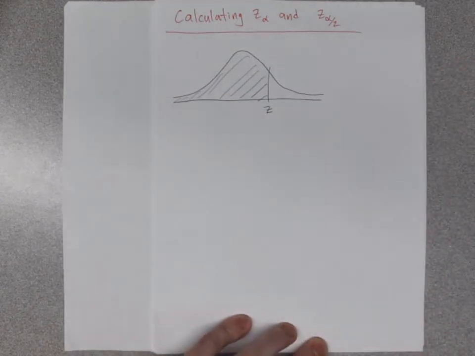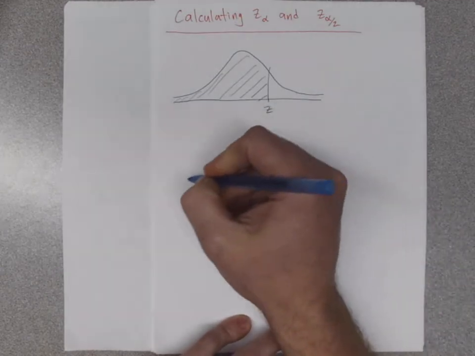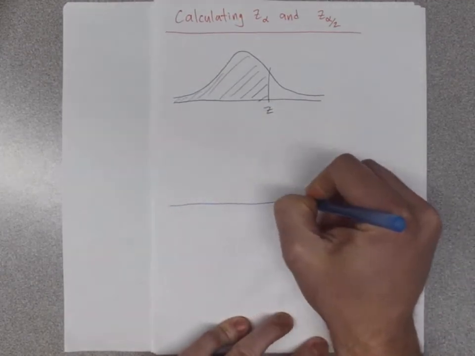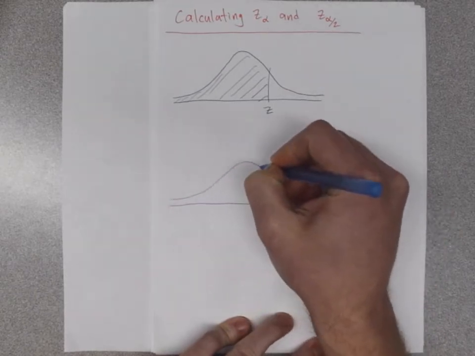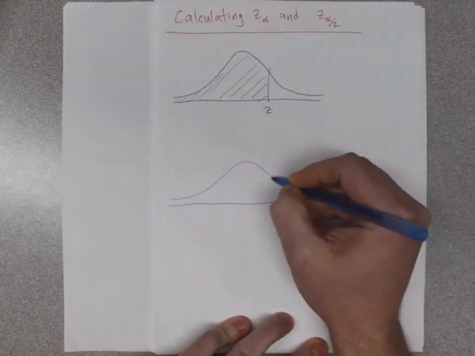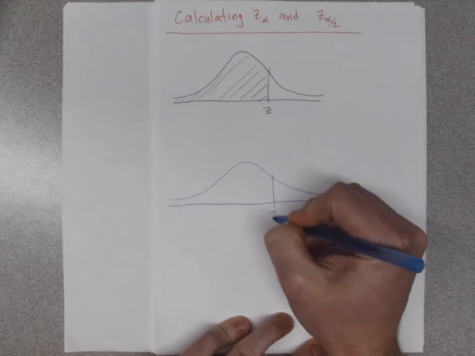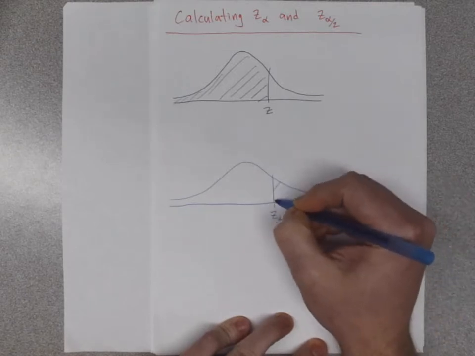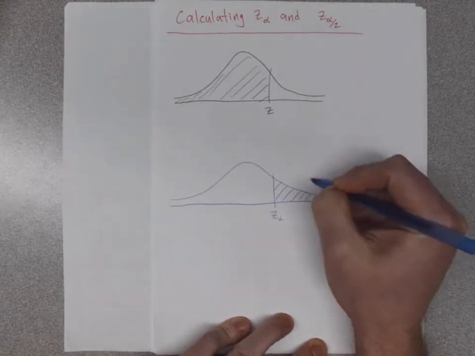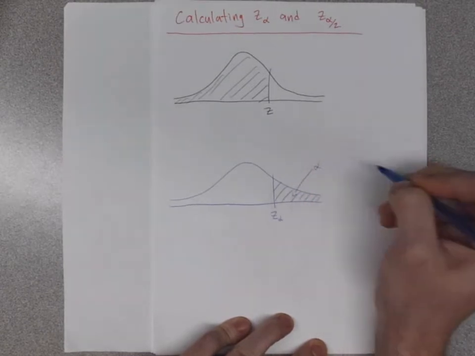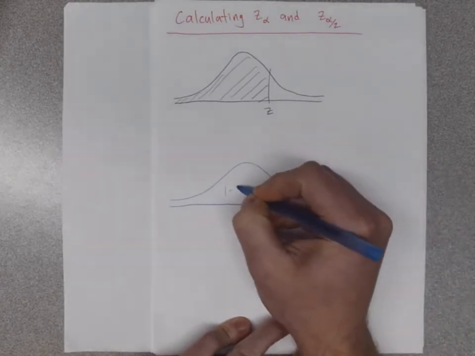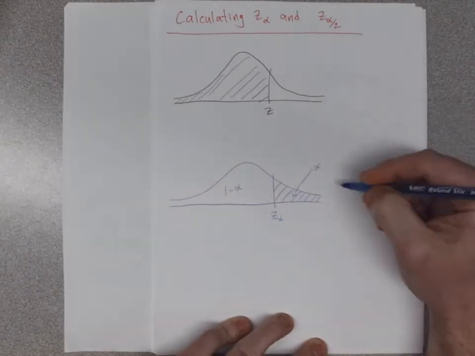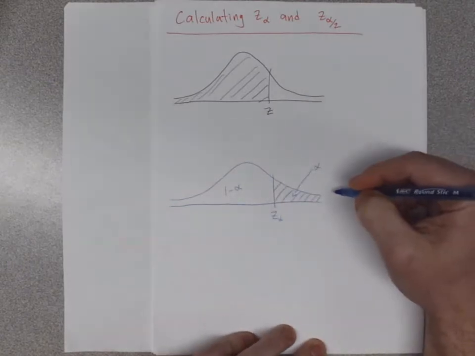Now, if we are looking at Z alpha, we have our same normal distribution. But now, instead of Z, we have Z alpha, where the alpha is this proportion to the right. So it's just that alpha proportion. And over here, this is 1 minus alpha. So this is how we calculated Z alpha before.